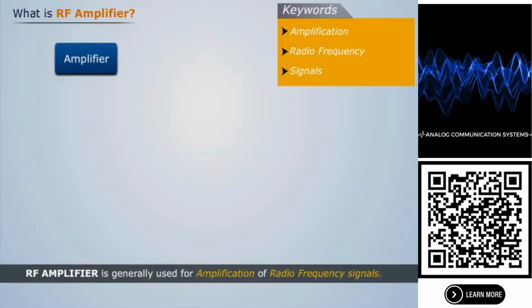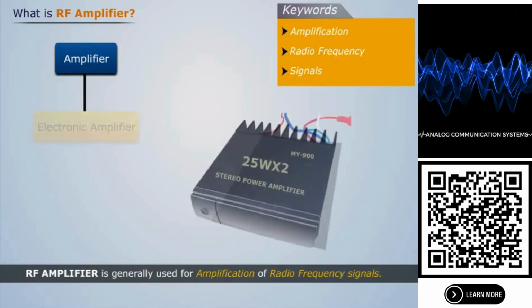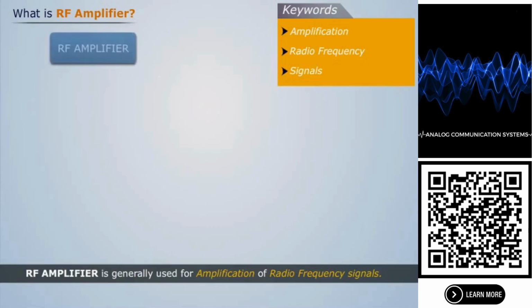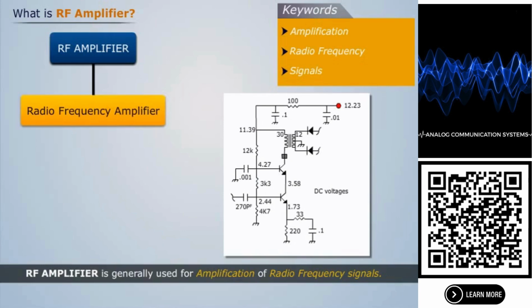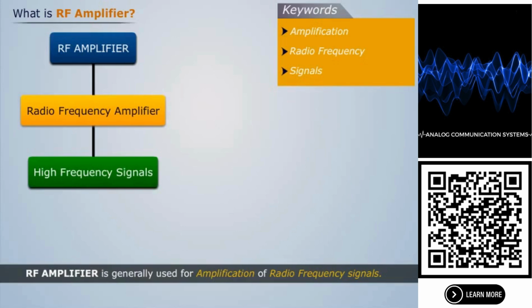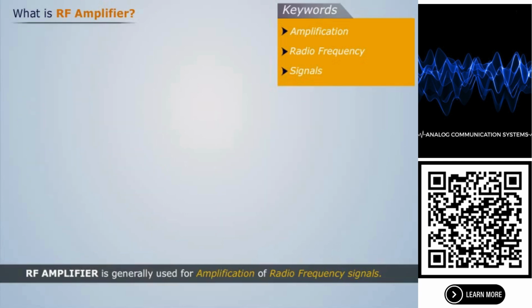First, let us discuss what an amplifier is. An amplifier is an electronic device that is used to increase the power of a signal. Now, RF amplifier, as the name suggests, is a radio frequency amplifier. An RF amplifier is a tuned amplifier that amplifies high-frequency signals used in radio communications.